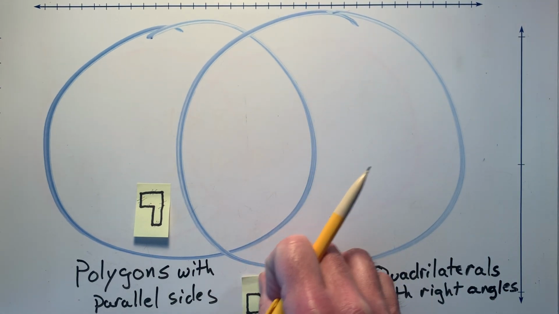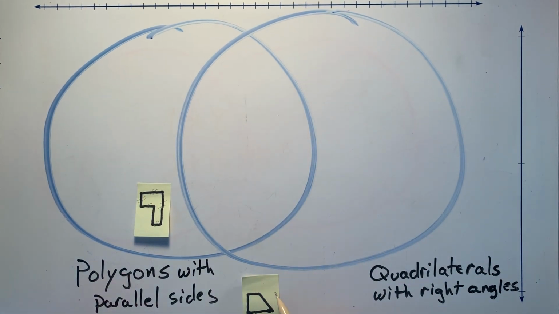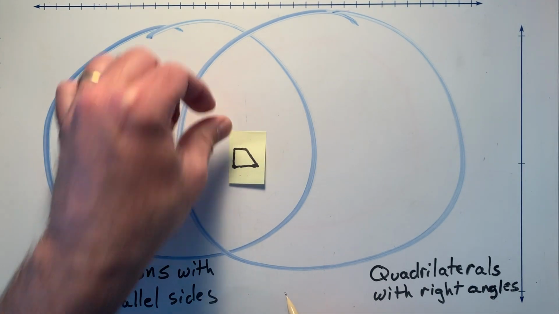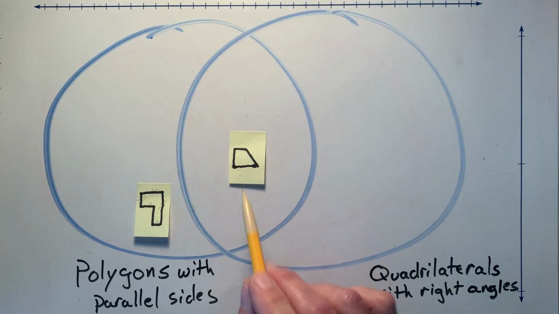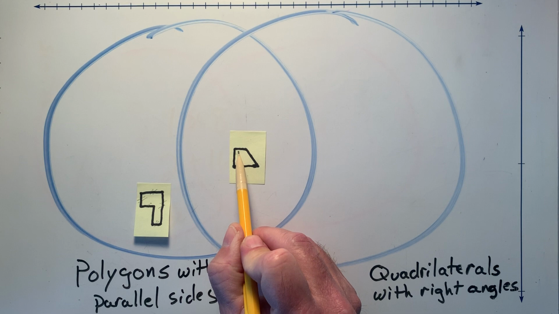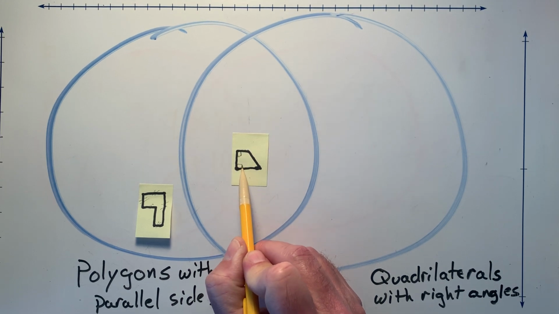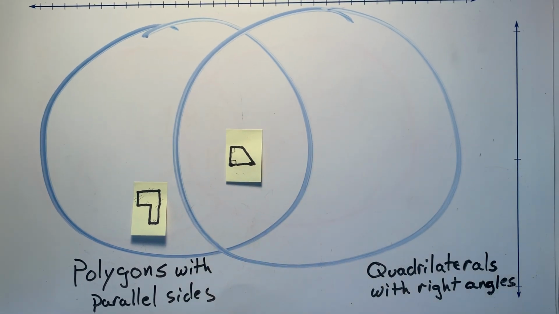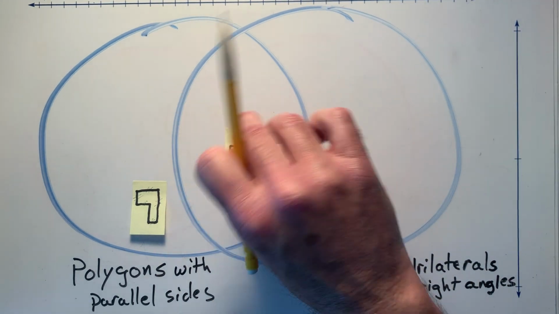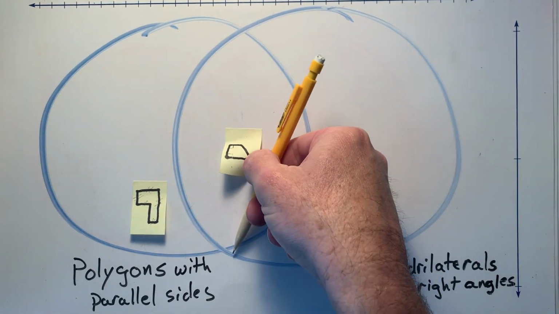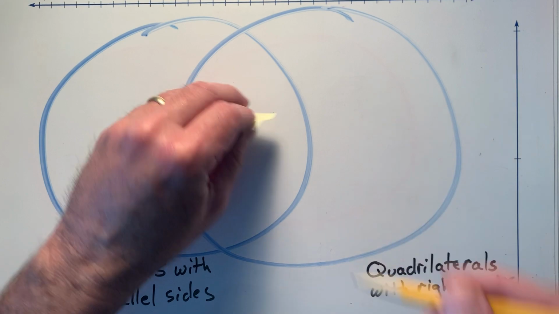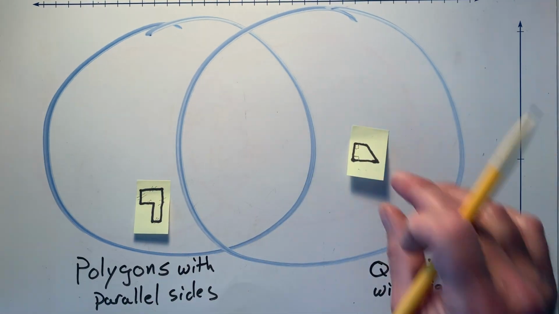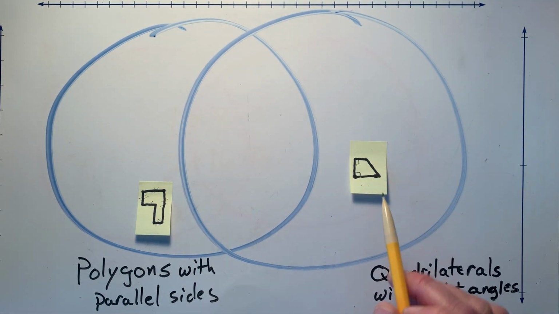Here we have a quadrilateral. I'll bring it up. All right, I did this the best I could, and this seems to be a right angle, and this seems to be a right angle. That tells me I have a quadrilateral with right angles. There we go, a quadrilateral with right angles.